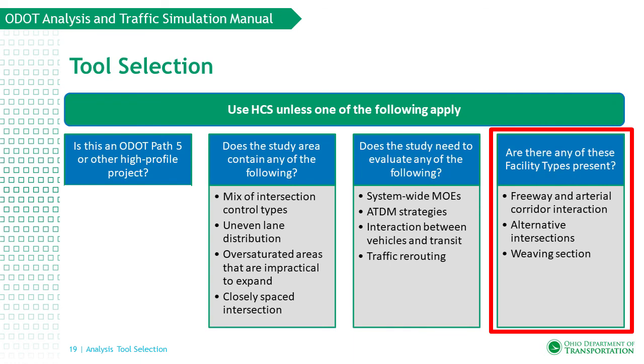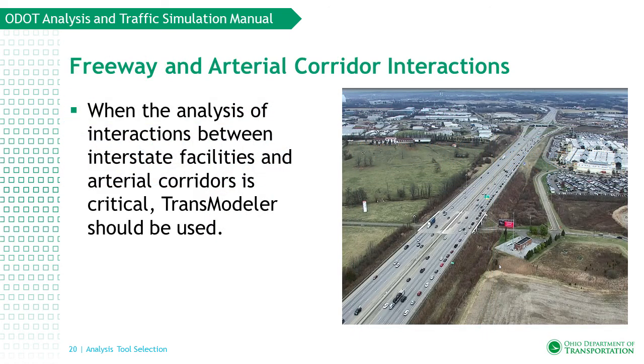The analyst must determine if there are certain types of facilities present: interstate and arterial corridor interaction, alternative intersections, or weaving segments. HCS cannot analyze the interactions between freeway facilities and arterials. If the analysis of this interaction is critical, like measuring queue spillback onto the mainline freeway, Transmodeler should be used.